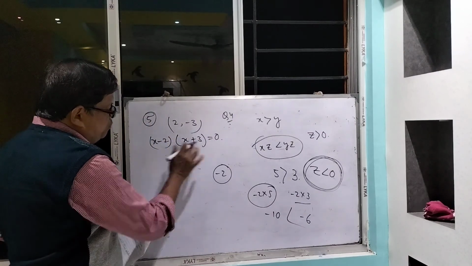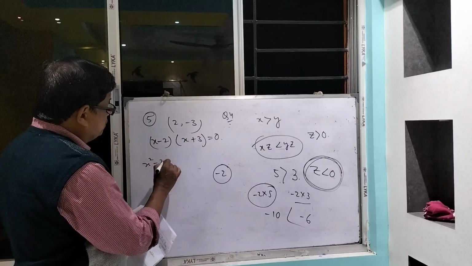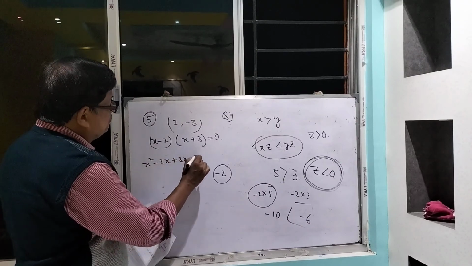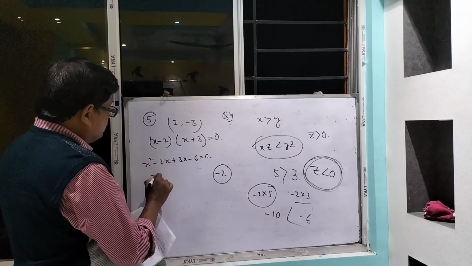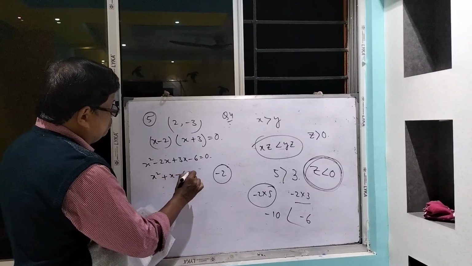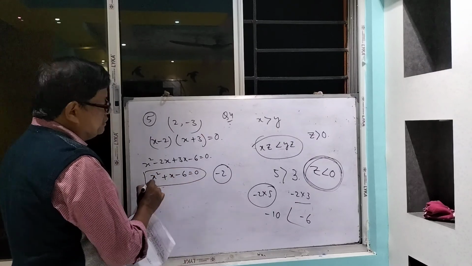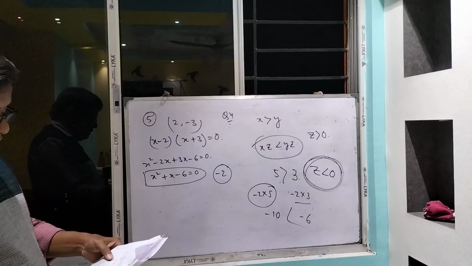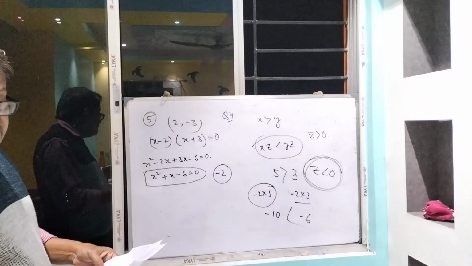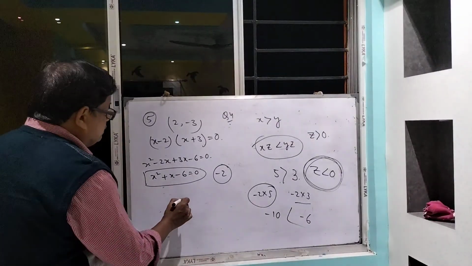Now you have to multiply this. See, x square minus 2x plus 3x minus 6 equal to 0. So x square plus x minus 6 equal to 0. See, this is the answer. So here option C is the correct answer. Option C is the correct answer.